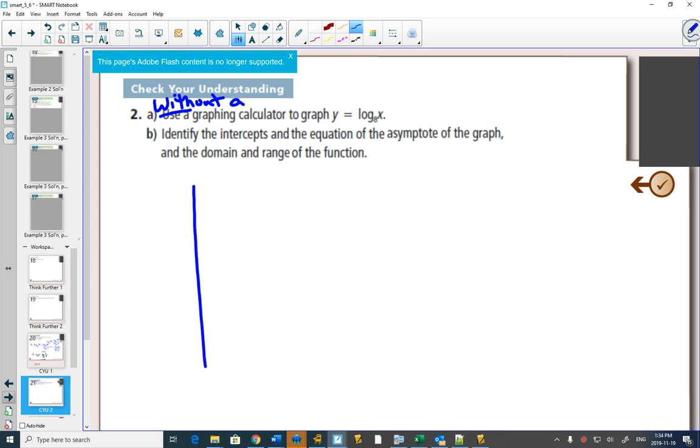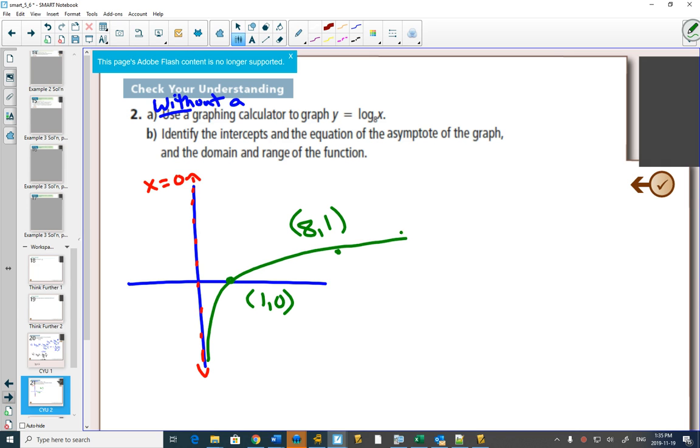Well, again, you're graphing a log, you need to know what the basic log graph has. You need to know that every log graph has an asymptote at x equals 0. Every log graph goes through the point (1, 0). And since we're graphing log base 8 of x, our other point will be (8, 1). So there's our basic log graph.